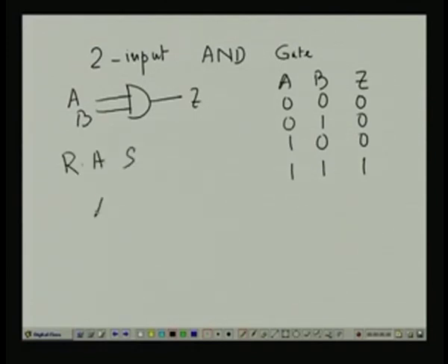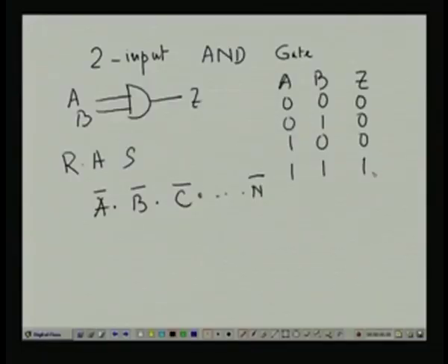This is A complement dot B complement dot C complement up to n complement. Now, when will it be 1? Because we have already seen that our left hand side becomes 1. So, when will it be 1? Only from the two input AND gate we are seeing, this is the only situation when the output becomes 1. What is the situation? That when all the input variables are 1.